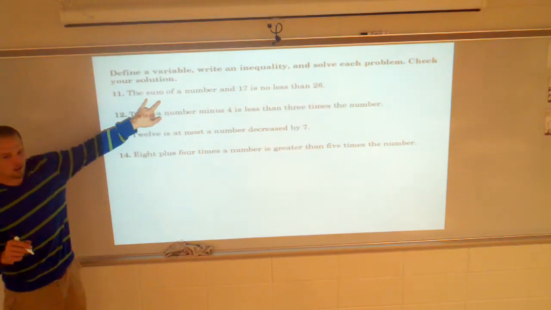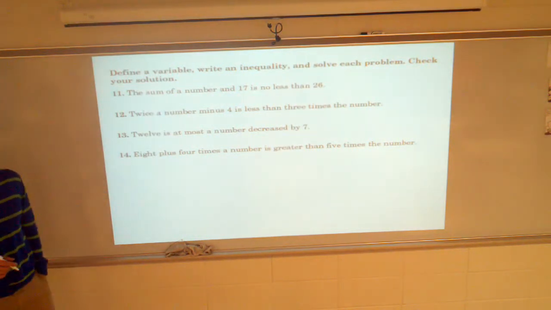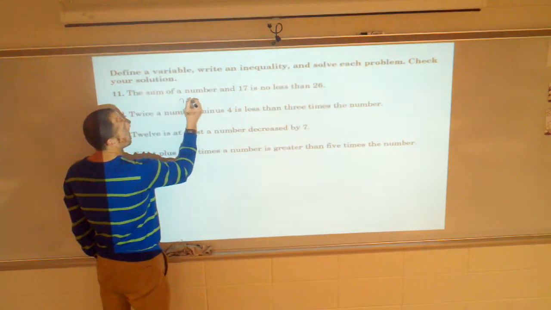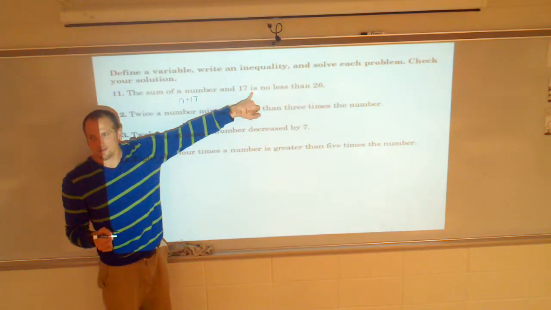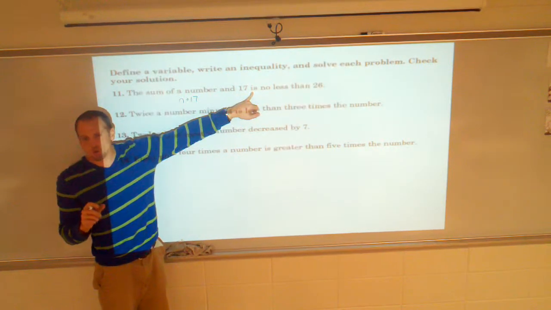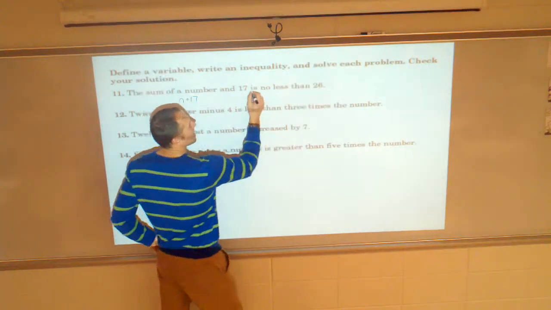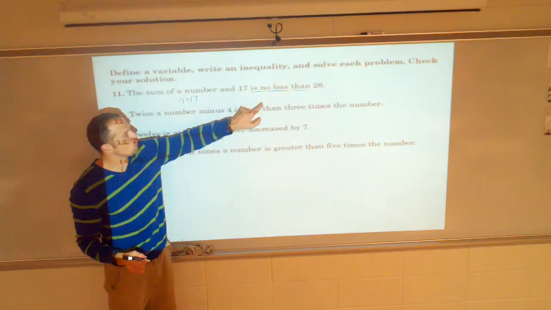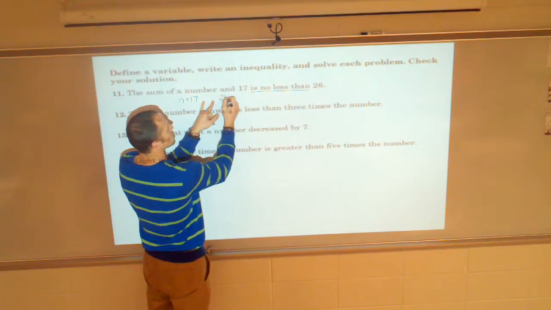First of all, write down on your whiteboards the sum of a number and 17. The sum of a number and 17. That's going to be n plus 17. Now, is means equals, right? But I lied to you a little bit when I said is means equals. It's better to say is means your sign. Is no less than. That is an inequality sign. Is your key. Is no less than 26. Here's what I'm going to do. I'm going to leave that open for now and just put 26 over here.